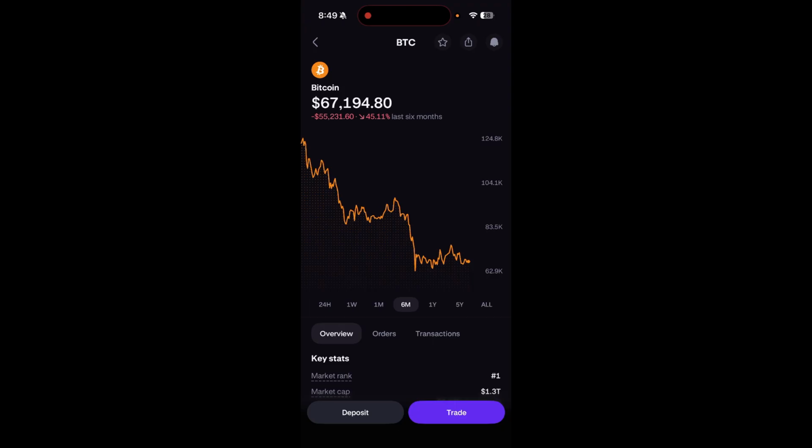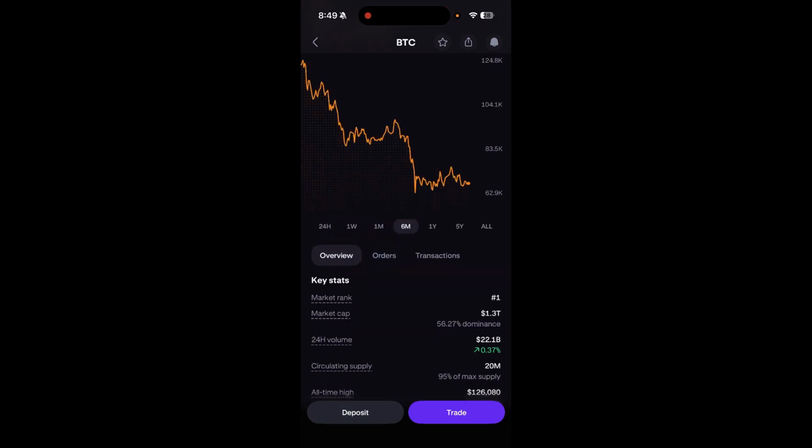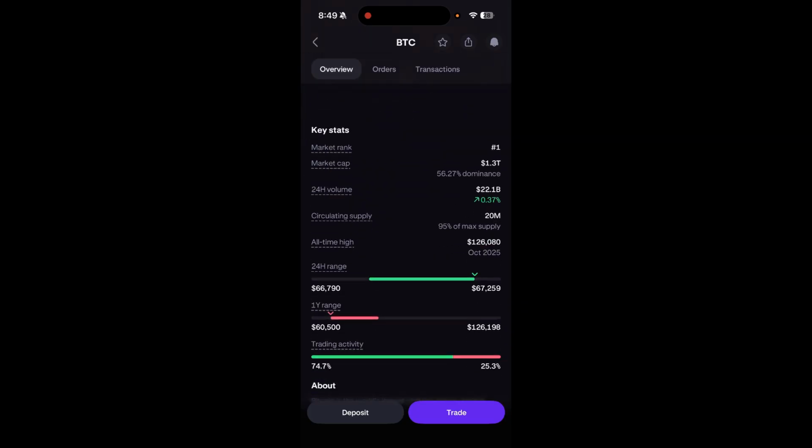If it's on the uptrend, price is rising, look for the buying opportunity. Downtrend, price is falling, avoid buying or look to sell. On the sideways, trade carefully and trade with the trend, not against it. And you can also overview it and you can find the order and transaction as well.